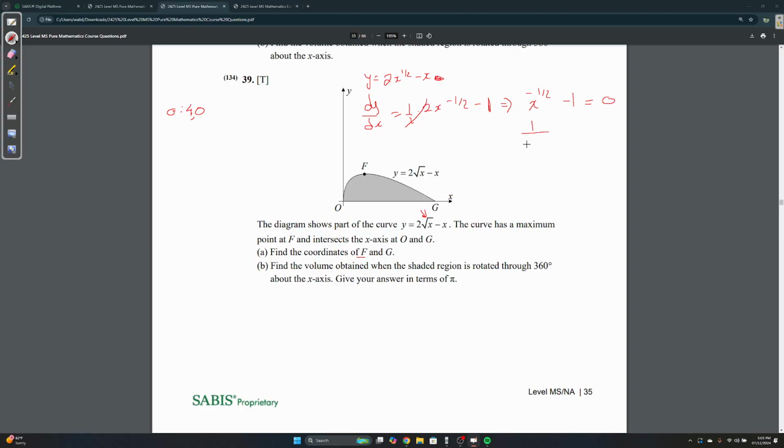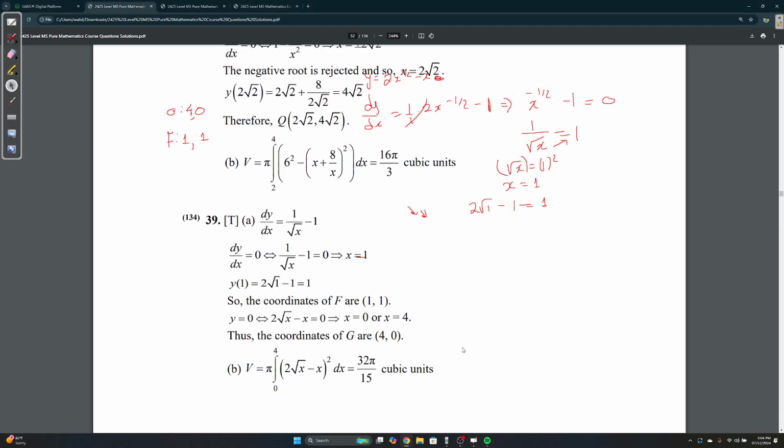So you're going to get 1 over root x, because this is 1 over root x, right, is equal to 1, because I took minus 1 to the other side. Cross multiply, pretty much you're going to get root x is equal to 1. And obviously, if you square both sides, you're going to get x is equal to 1. So that means for F, the x coordinate is 1, but we need to know the y. So what do we do? We go back here, we substitute 1, 2 root 1 minus 1 is going to be equal to 1. So F should be 1 comma 1. Let's check this.